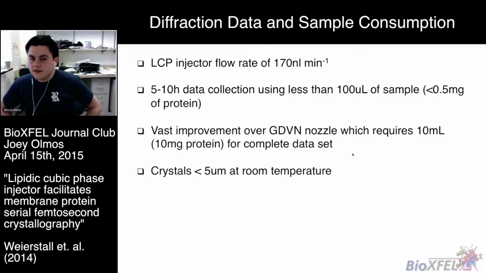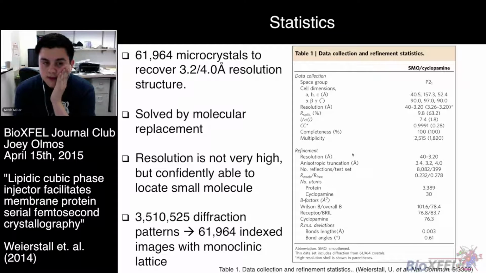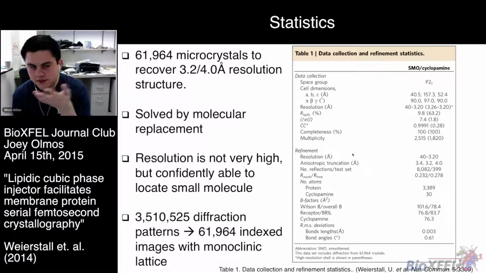So here are just some statistics on their results. There were 61,964 microcrystals used to recover the structure at this resolution. The resolution's not really high, and there are human smoothened receptor structures on the protein data bank at higher resolution. But again, this was a proof of principle trying to see, can we use this LCP injector in conjunction with serial femtosecond crystallography to reliably obtain the structure.